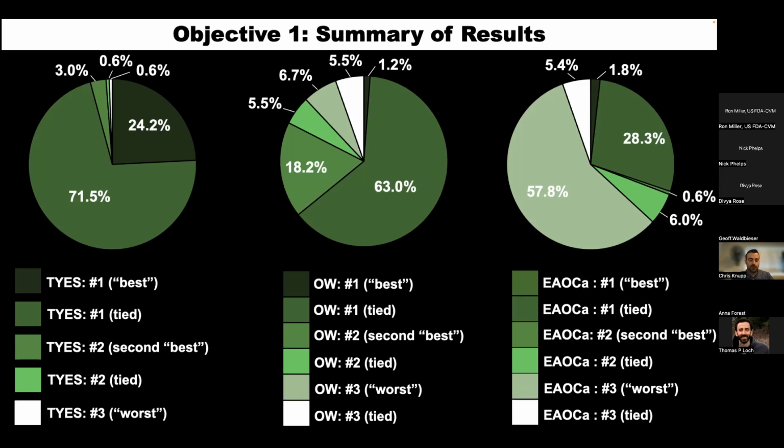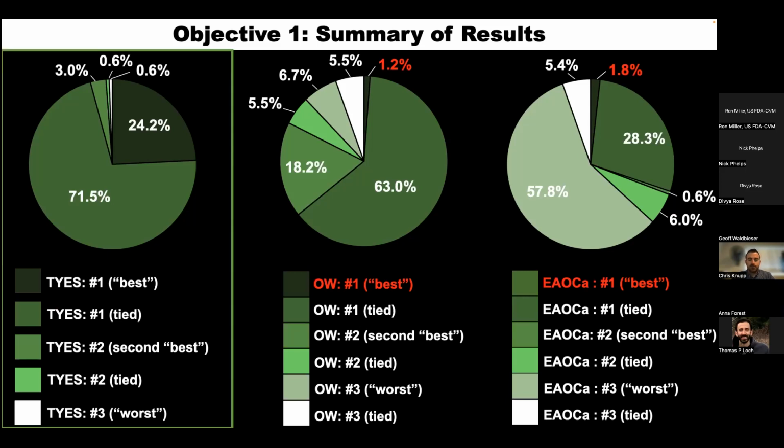So the main thing to take away from these charts is that most isolates grew best on TYES, and that more than 95% of the time, isolates grew best on TYES, or TYES performed as well as the other 2 media types. But it is also worth mentioning that some isolates grew better on OW or EAOCA and may have had different nutritional needs. But because TYES had the most growth for the greatest number of isolates, it was chosen as the basal medium.